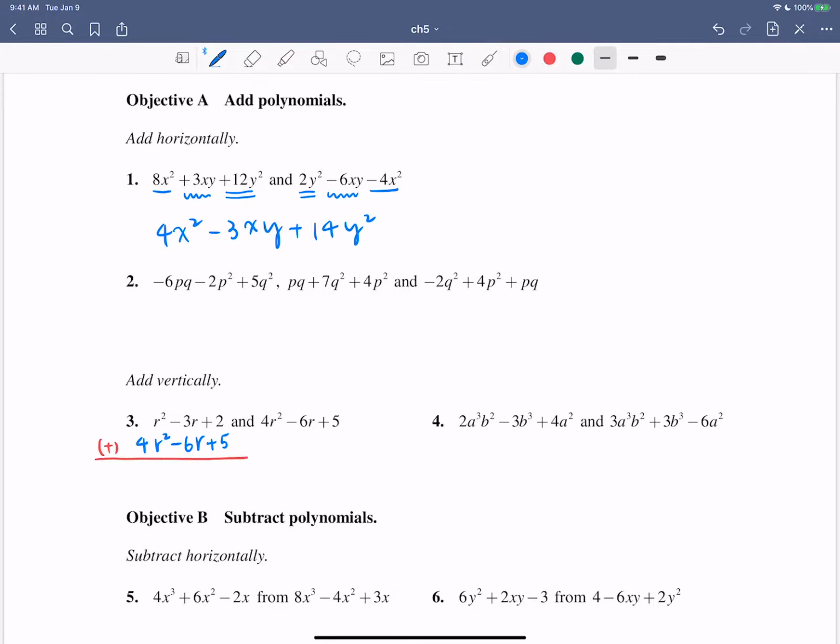So I simply add vertically. r squared plus 4r squared, that is 5r squared. Negative 3r plus negative 6r, that's negative 9r. 2 plus 5, that's positive 7.